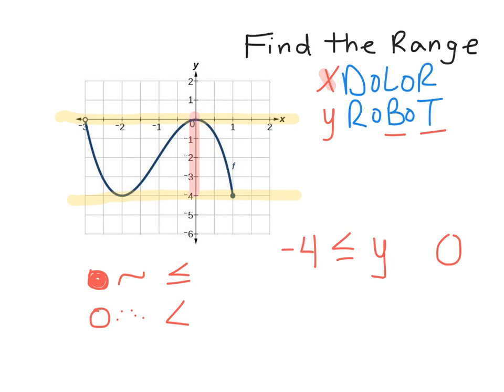But our top has both. It has an open circle, which is not included, and a solid line, which is included. So since one of them is included, we have to go with that. That's the most comprehensive, so less than or equal to. And that's my range.